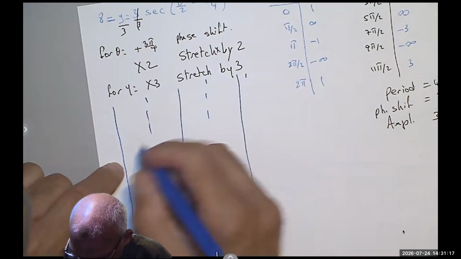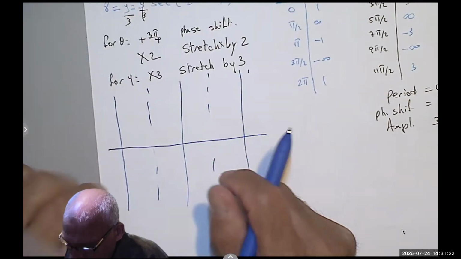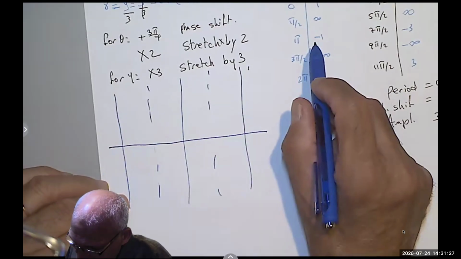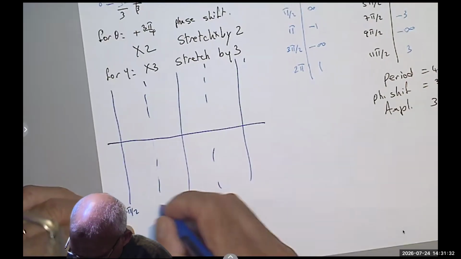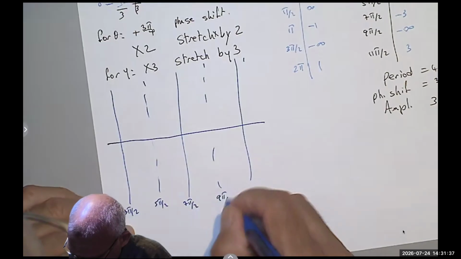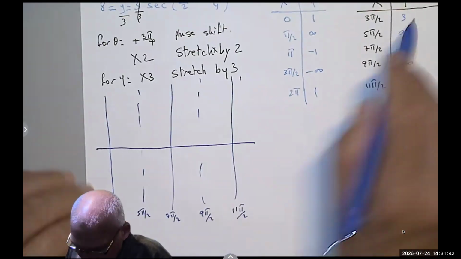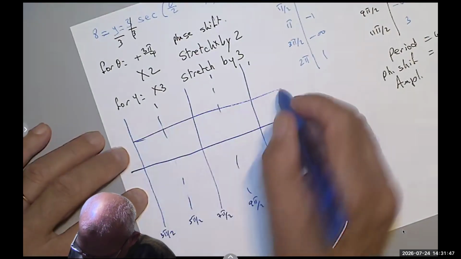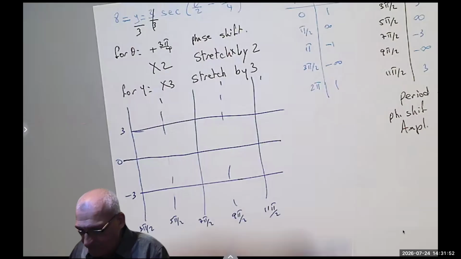Okay. So the center line here, and I have this is 3 pi over 2, 5 pi over 2, 7 pi over 2, 9 pi over 2, and 11 pi over 2. Alrighty, I started at 3. So let's say this is 3, and this is negative 3. Notice there was no vertical shift.